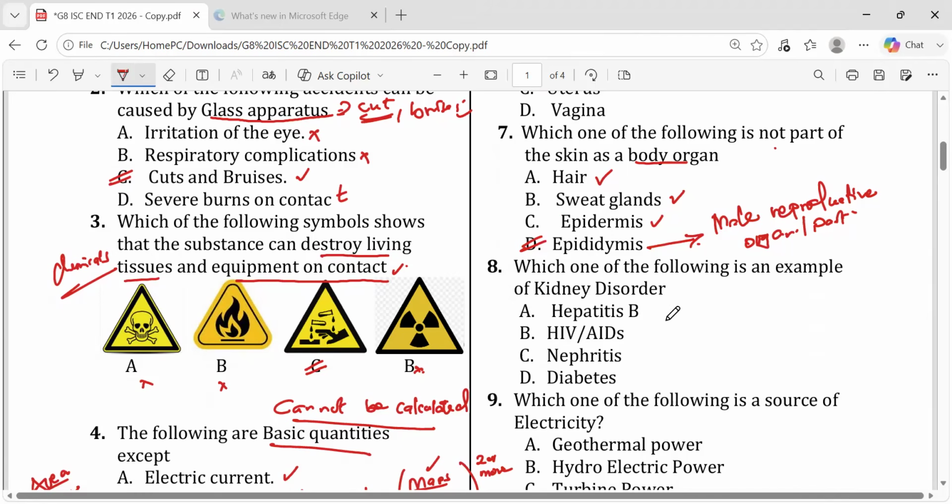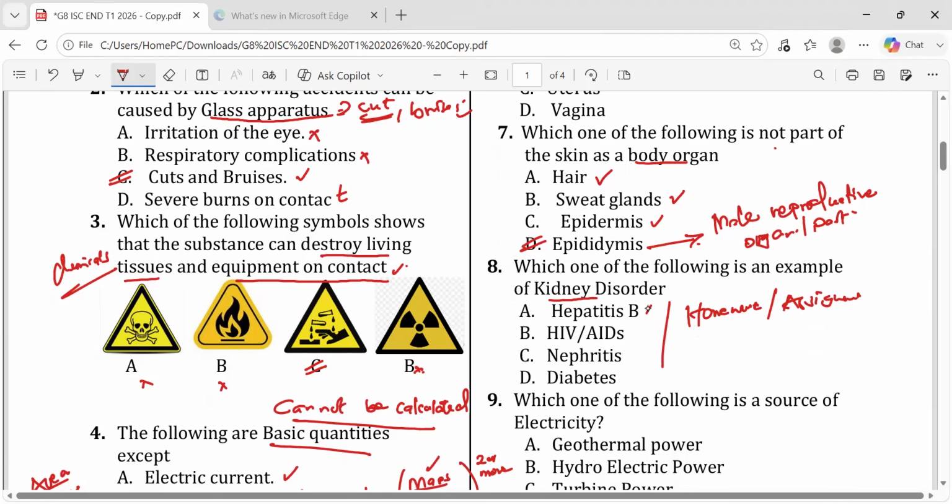Number 8, which one of the following is an example of a kidney disorder? Remember, the kidney is one of the organs that plays a great role in the human body. Which one of the following is an example of a kidney disorder? I want to give you this one as homework or an assignment.